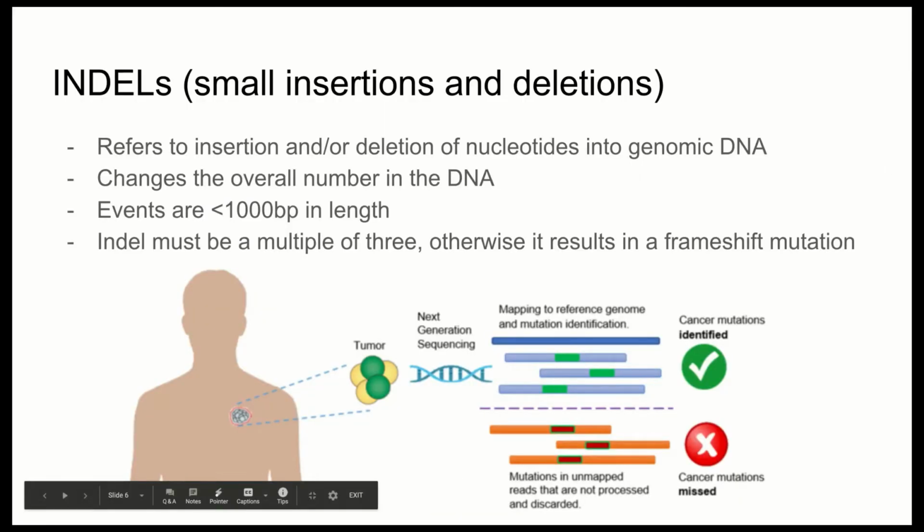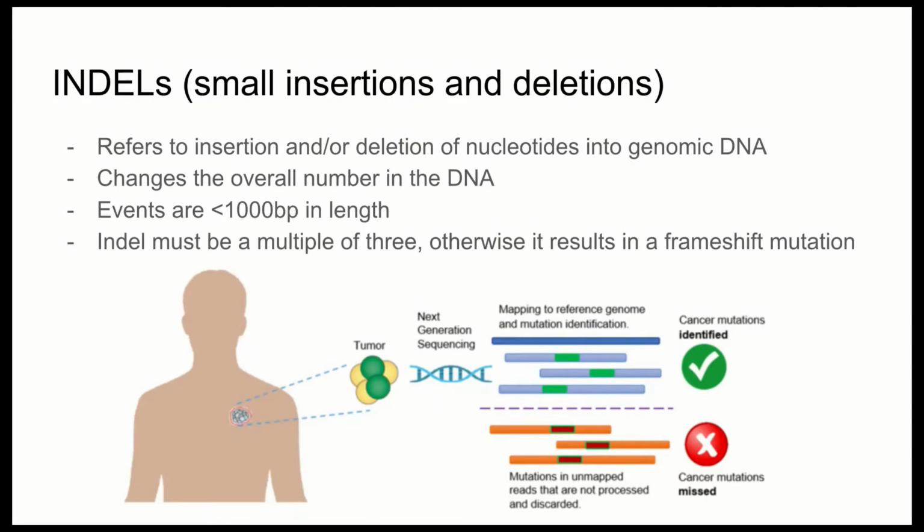In addition to exon skipping, there's another method called indels. This stands for small insertions and deletions, and obviously it refers to the insertion and or deletion of nucleotides into genomic DNA. This event must be less than 1,000 base pairs in length, and it also will change the overall number in the DNA. An indel must be a multiple of 3, otherwise it will result in a frameshift mutation due to the triplet nature.